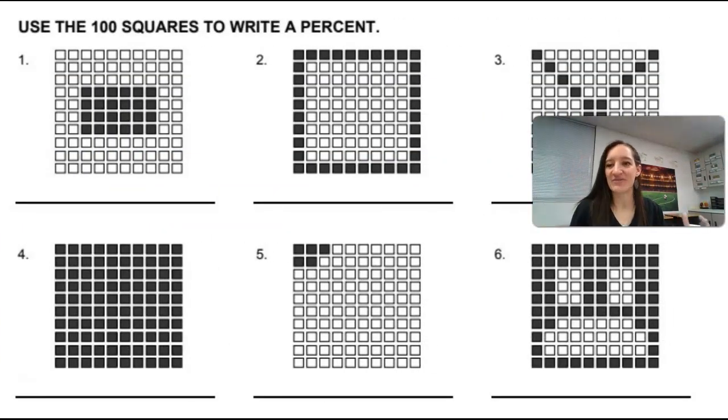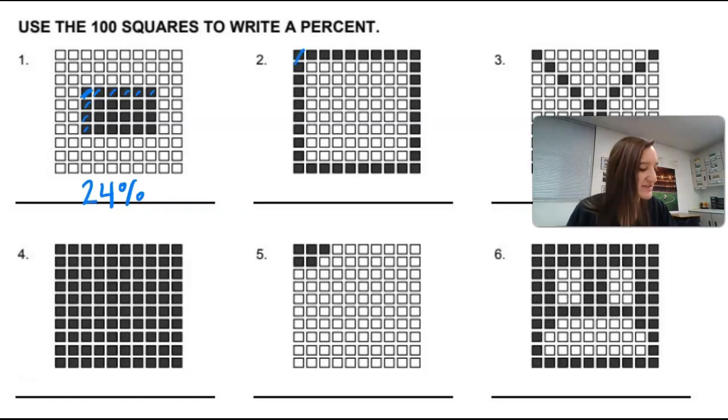All of these squares have 100. So we're going to find the percent of the squares, of the blocks, that are black. Okay, so 1, 2, 3, 4. 1, 2, 3, 4, 5, 6. 4 times 6 is 24% of those are black.